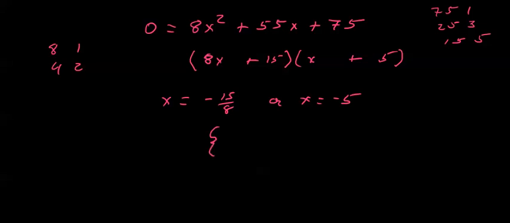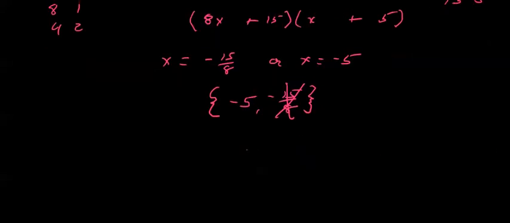Do your check. Negative 5 and negative 15/8. And when you do your check, you will find that that doesn't work and that the only answer is negative 5. That's it, folks. That's all there is to this. All it takes is a little patience, being neat and careful.